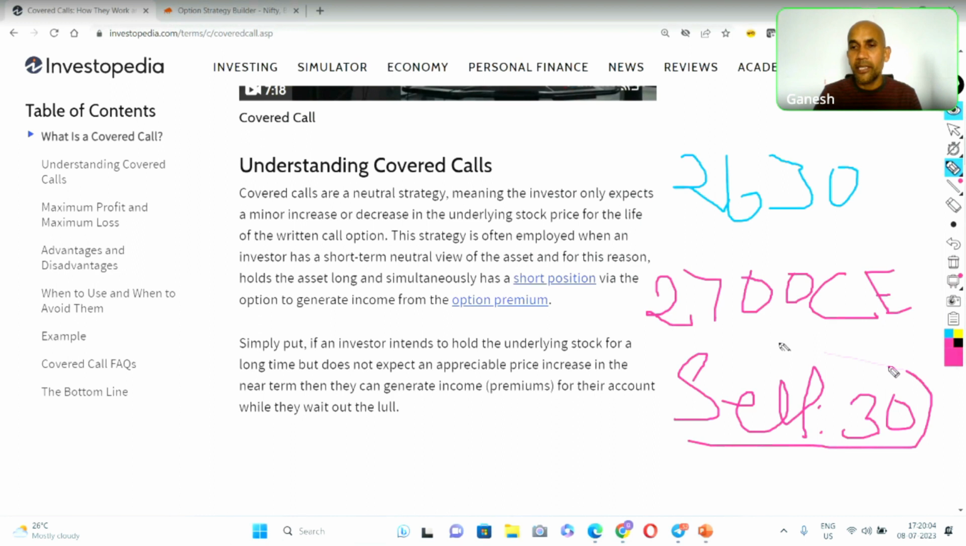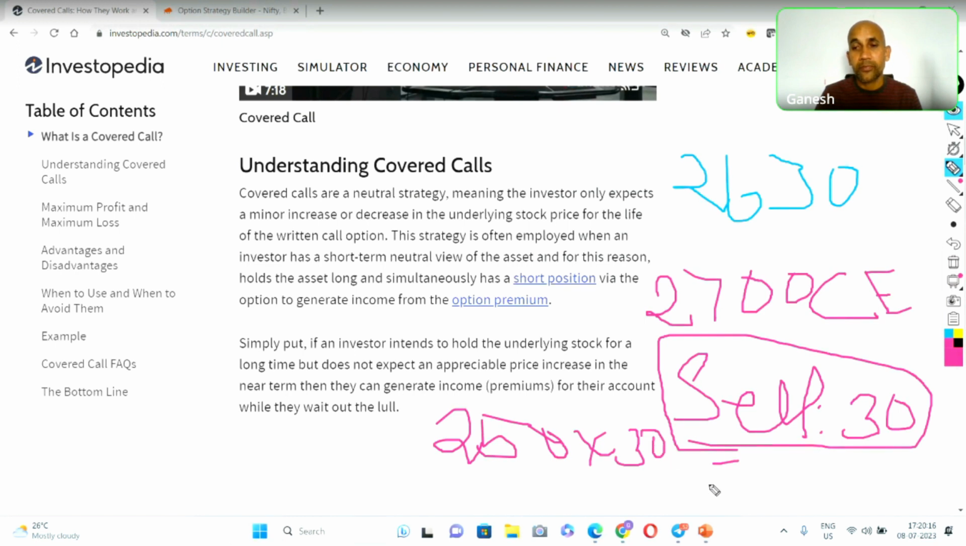So by selling at 30 rupees, how much do you get? By selling 250 into 30, you receive 7,500. This is what we call monthly income. So this 7,500 rupees you receive this month. Within this month or within these 3 weeks, Reliance Industries may go to 650.